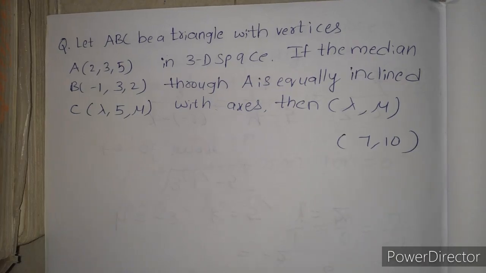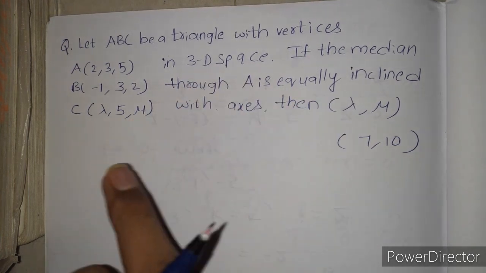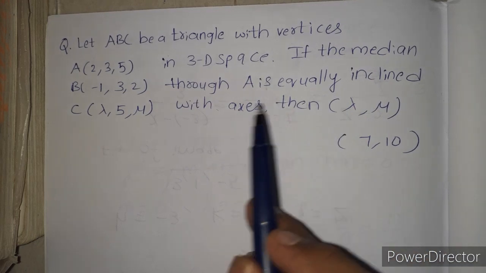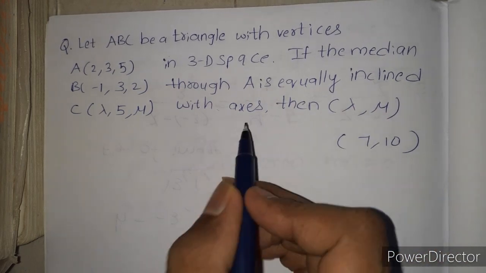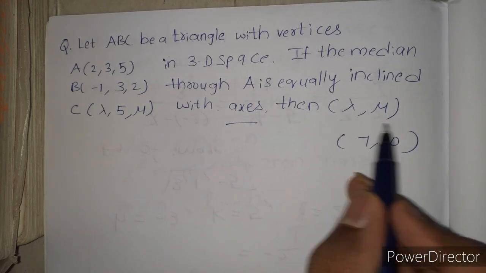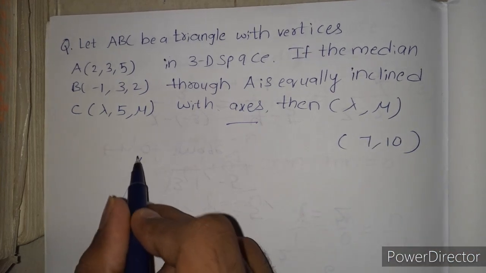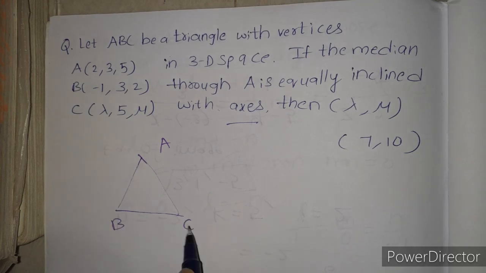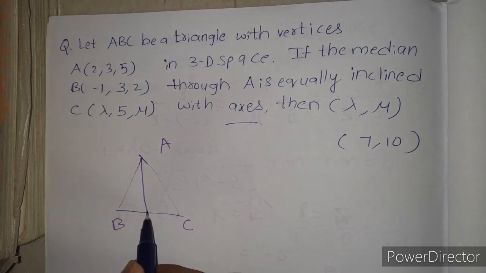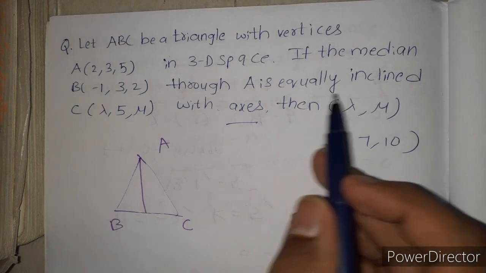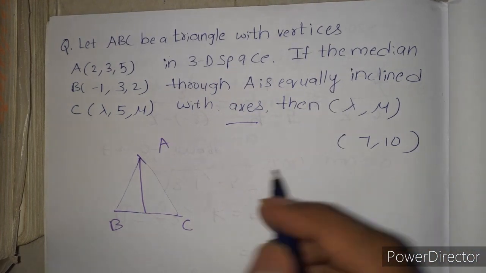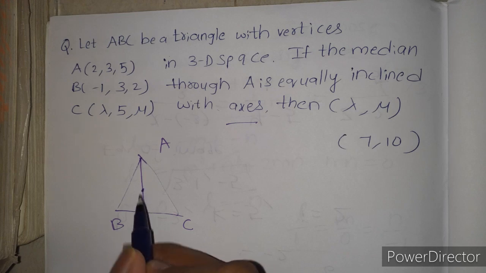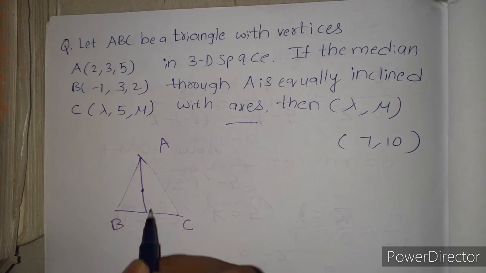And the given question is, ABC is a triangle with vertices A, B, C in 3D space. If the median through A is equally inclined with the axes, then we must find lambda, mu. So let this be a triangle with vertices ABC. So the median through A is equally inclined with the axes. And we need to find first the centroid of the triangle because it lies on the median through A.